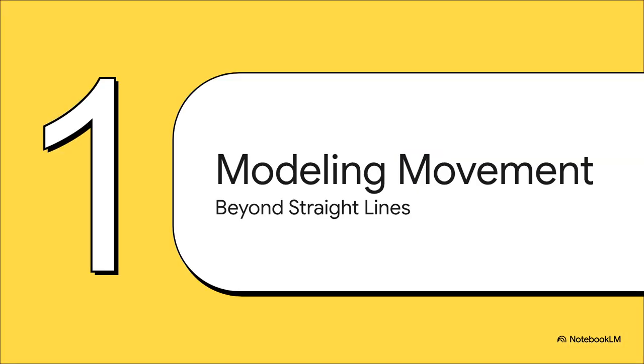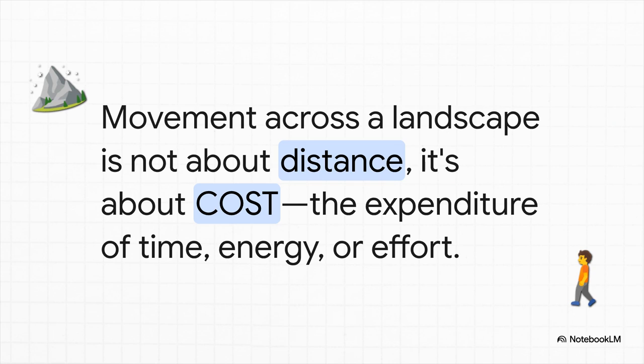So first things first, we have to get away from these overly simplistic models. If we really want to understand how things, whether it's people, animals, or even vehicles, actually move, we've got to think beyond just the shortest distance between point A and point B. And here is the absolute core idea. When we say cost, we are not talking about money. We're talking about the expenditure of resources.